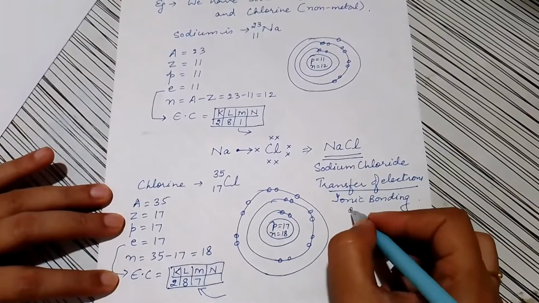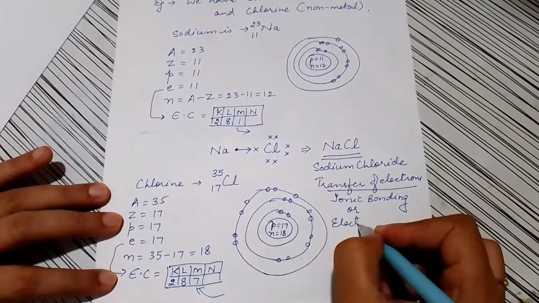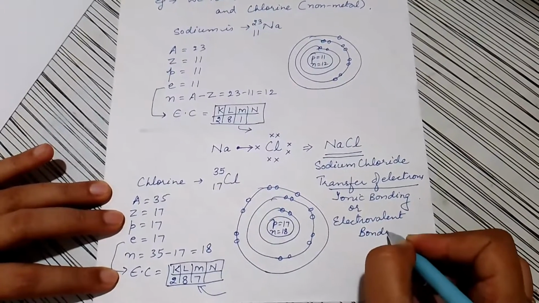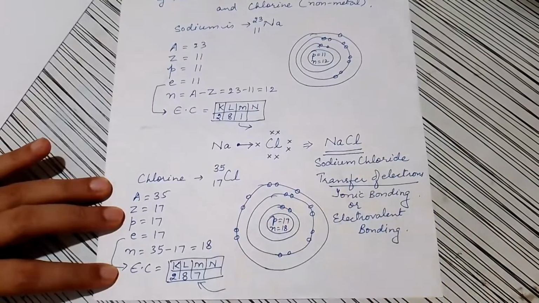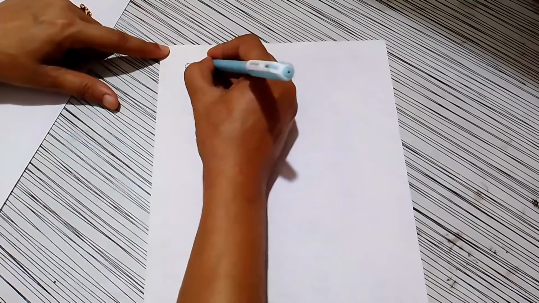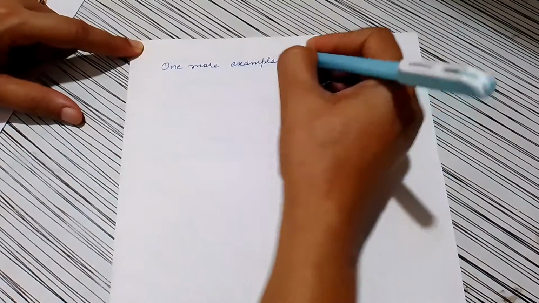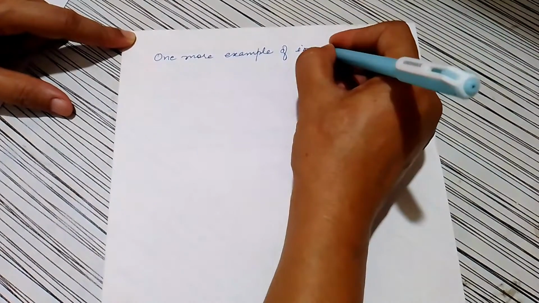or electrovalent bonding. One example I have done here. One more example of ionic bonding.